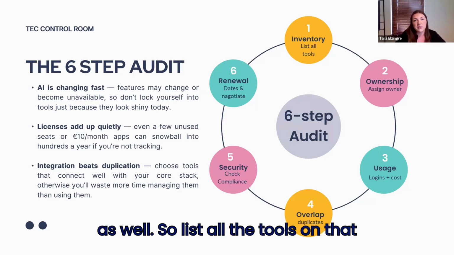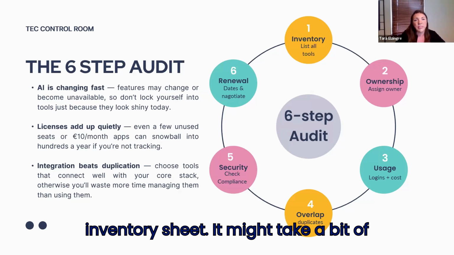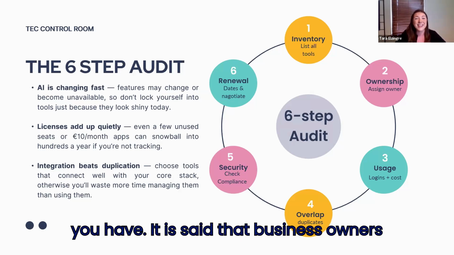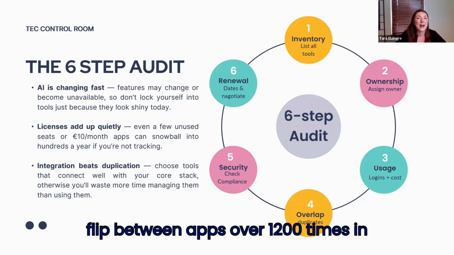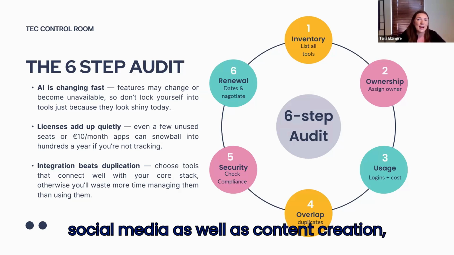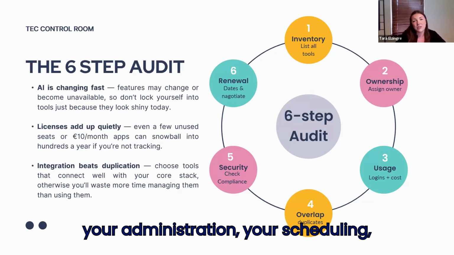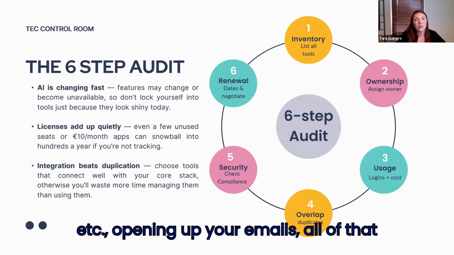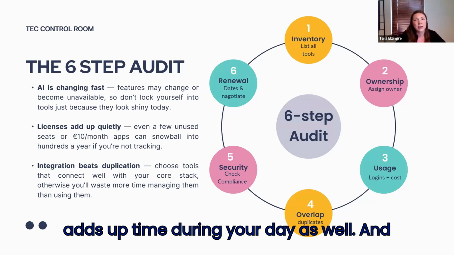So list all the tools on that inventory sheet. It might take a bit of time depending on how many apps you have. It is said that business owners flip between apps over 1,200 times in one day. This could be between social media as well as content creation, your administration, your scheduling, etc. Opening up your emails, all of that adds up time during your day as well.